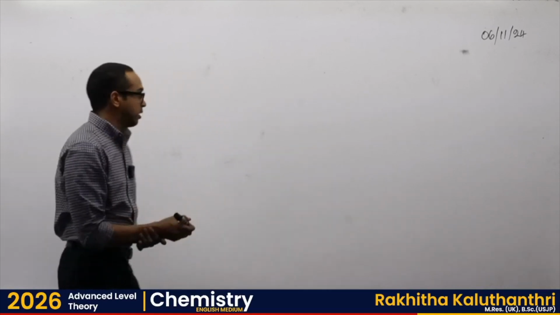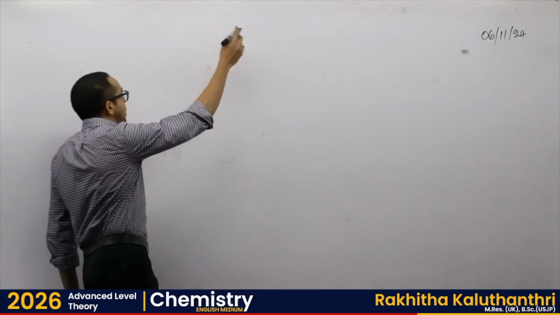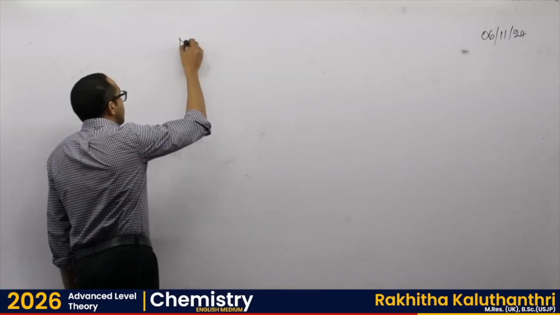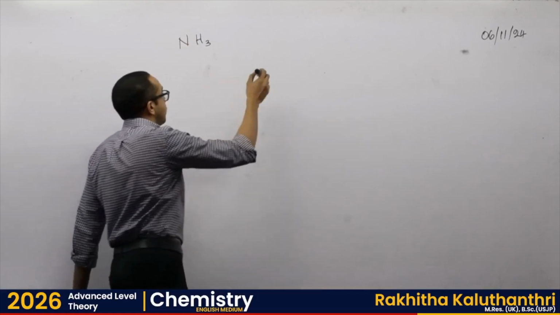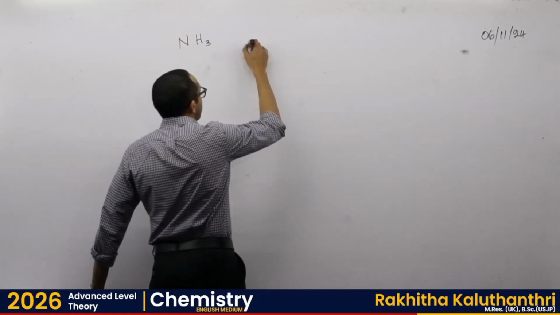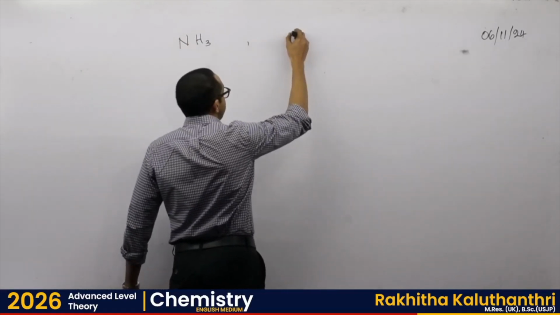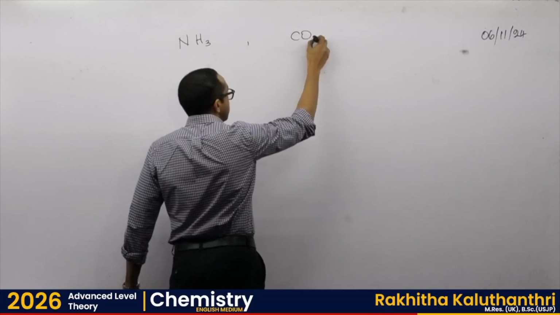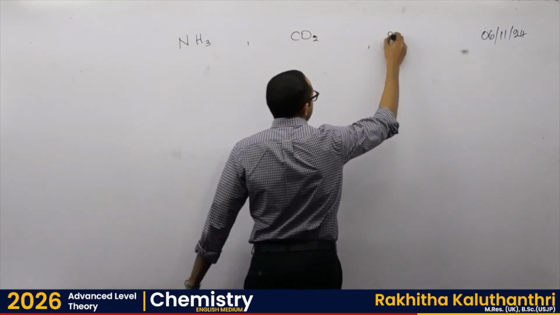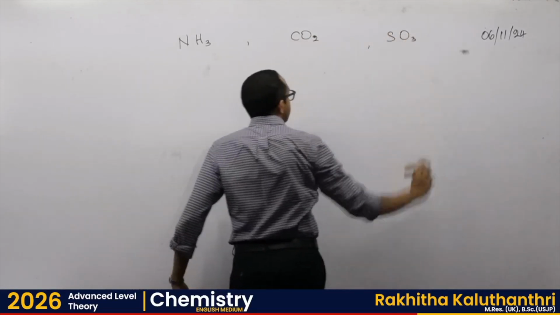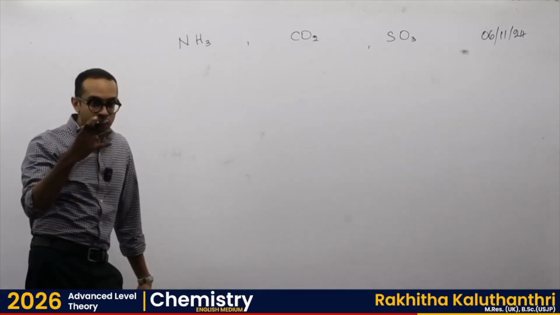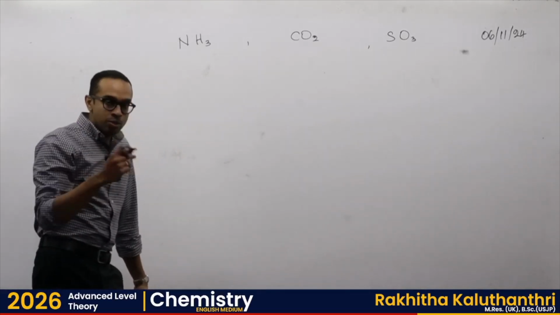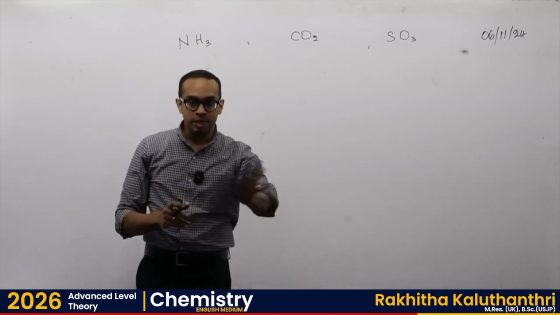Pay attention, students. We'll take two molecules that you did earlier. For example, NH3 we did, right? We also did carbon dioxide, right? And we also discussed sulfur trioxide. I want to take the same molecules because I want to show you that this method works.